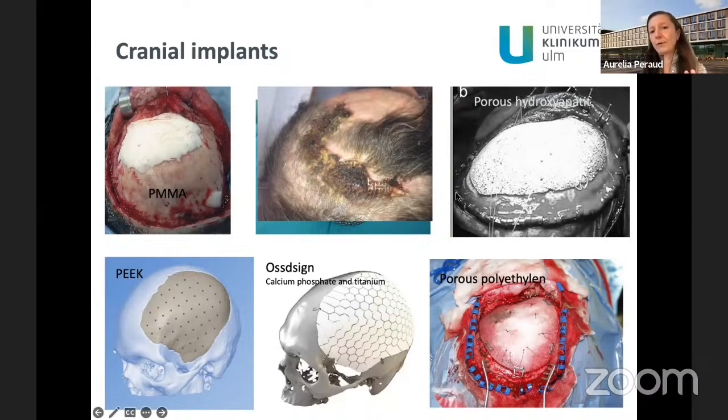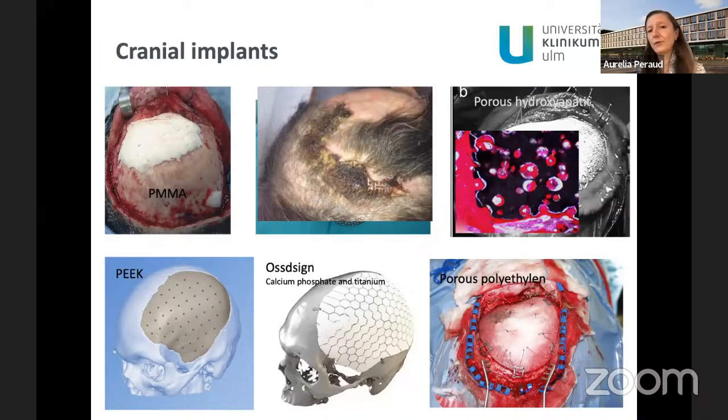Then porous hydroxyapatite is a very well-known implant. It is considered to cause osteoinduction, but usually it's too thick for reconstruction of a pediatric skull. Otherwise, it will break. PEEK is a very well-known implant material. You can produce it in a thinner thickness than hydroxyapatite, and this is for sure a serious material we would consider.